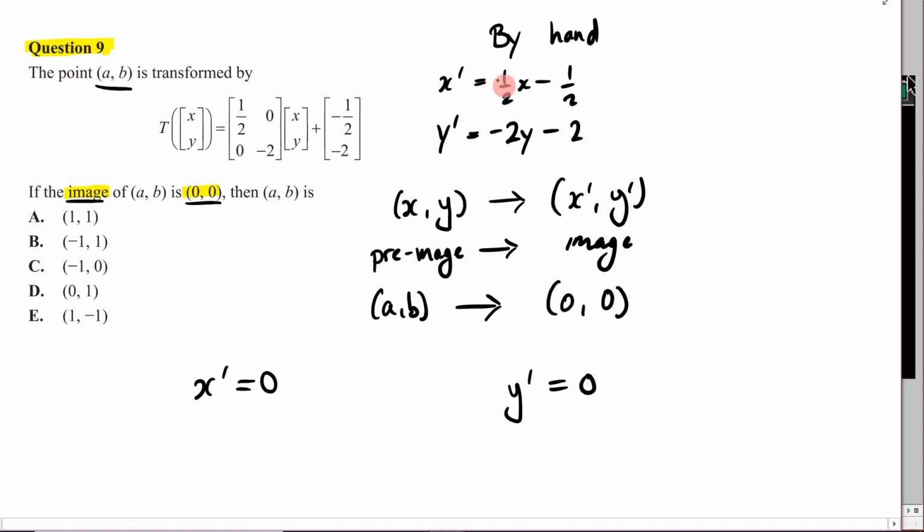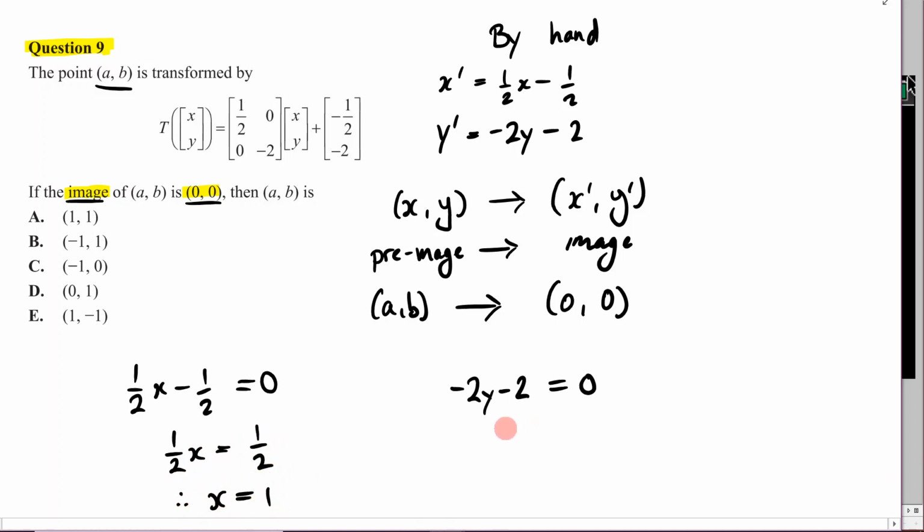And what we also know is that x dash is equal to this. So I can come here and instead of writing x dash, I can write that as a half x minus a half. And I know that my y dash is equal to this right here. So I can get rid of this and I can write negative 2y minus 2. Now what I'm going to do is solve both of these. So this right here is going to be a half x equals a half, therefore x is going to be equal to 1, and over here it's going to be negative 2y is equal to 2, therefore my y is going to be equal to negative 1.